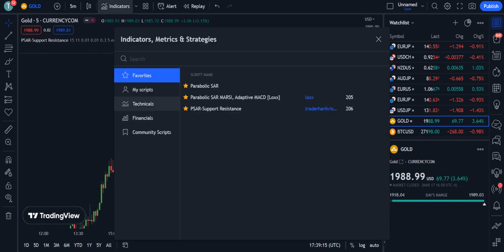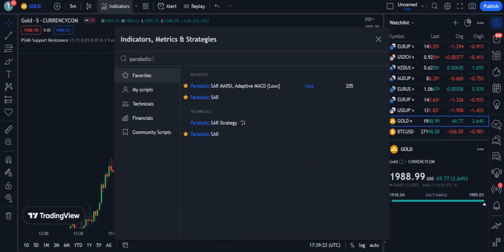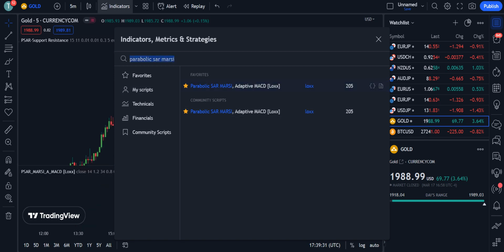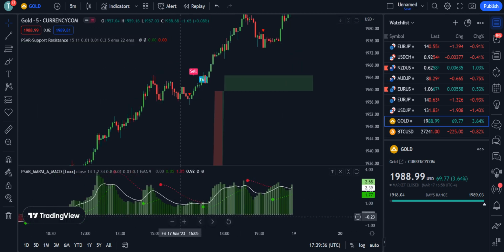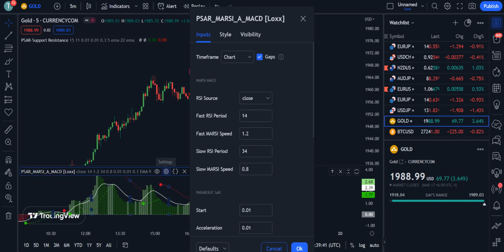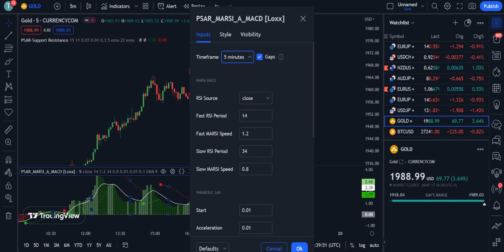The second indicator that we are going to use here is the parabolic SAR Marcy, Marcy Adaptive MACD by Locks. 205 traders are using this indicator. We simply click on it and it will be applied on our chart. Now we will adjust a few things. The first thing we change is the inputs. In the inputs, we will change its time frame from the chart to 5 minutes.